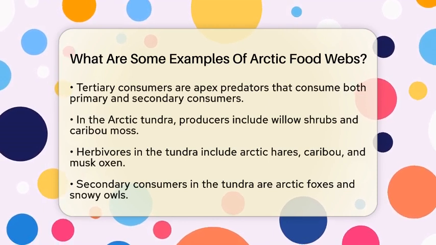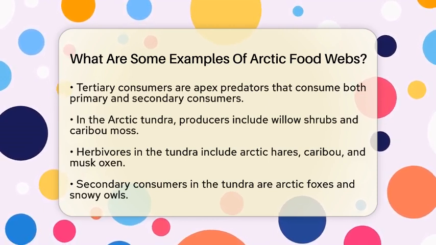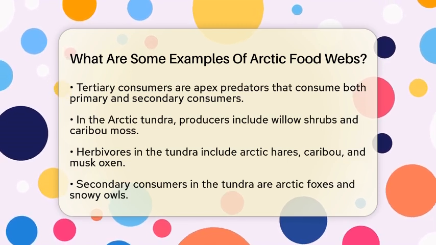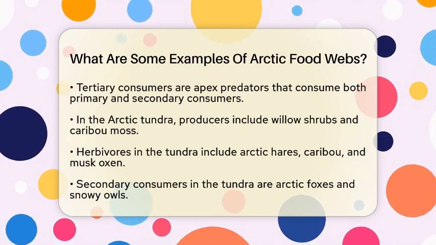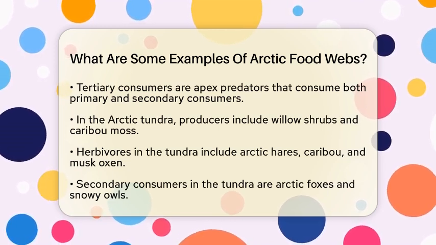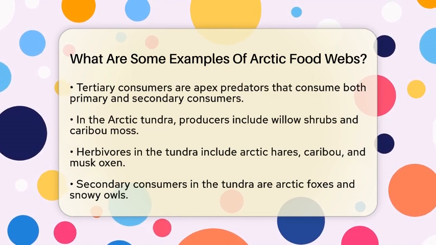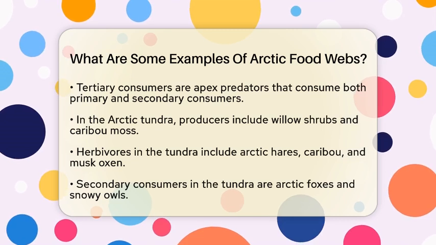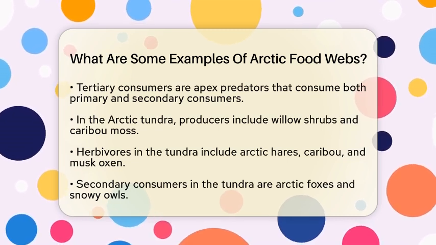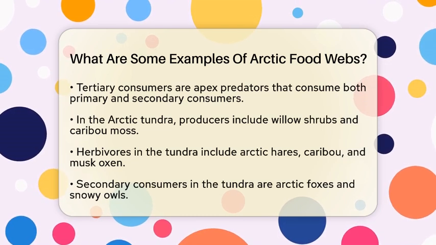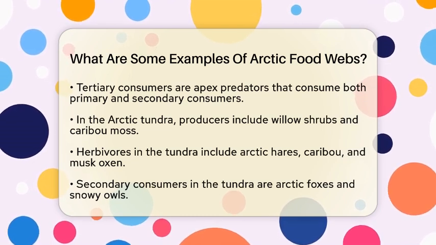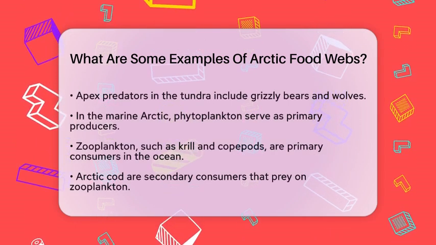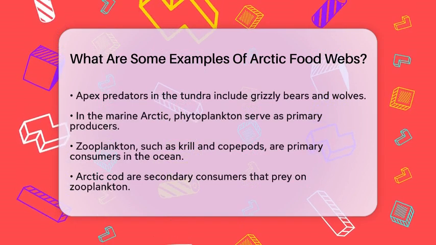In the Arctic tundra, the food web has some interesting players. The producers here include hardy plants like willow shrubs and caribou moss. These plants are essential as they provide food for primary consumers. Herbivores such as Arctic hares, caribou, and musk oxen munch on these plants. Moving up the food chain, we find secondary consumers like Arctic foxes and snowy owls that hunt these herbivores. At the top, we have apex predators such as grizzly bears and wolves, which prey on both primary and secondary consumers.